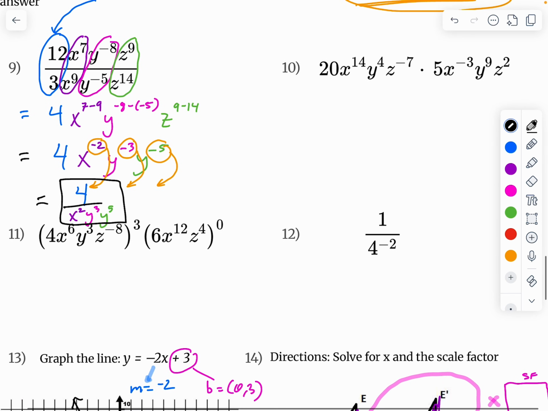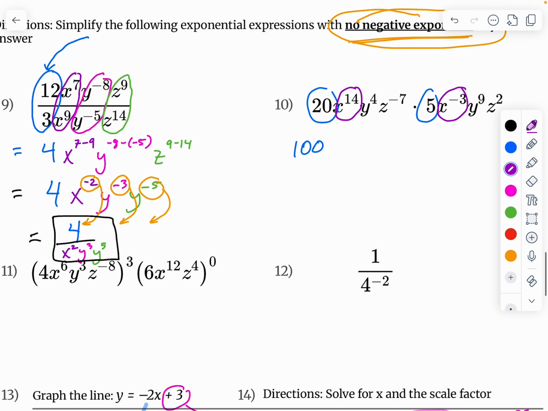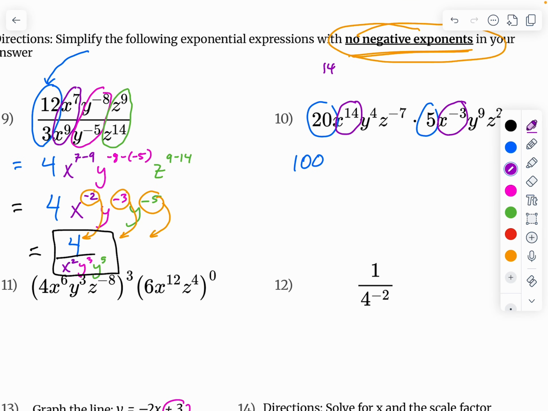All right, number 10 is going to be the product rule. So we're going to need to do a little bit of multiplication here. 20 times 5 is 100. This time I'm going to do the work on the side, okay? So I'm going to do 14 plus negative 3. Product rule means to add. So 14 plus negative 3 is 11. So we get x to the 11th.